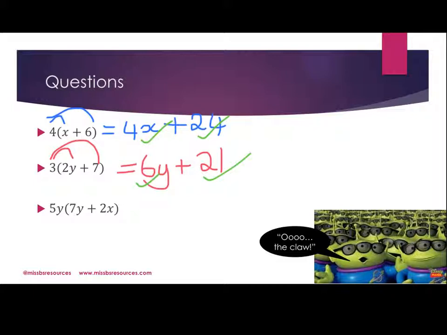Last but not least, we're going to look at expanding the last one. 5y times 7y is the same as saying 35y squared. And then 5y times 2x. 5 times 2 is 10. x times y is xy.